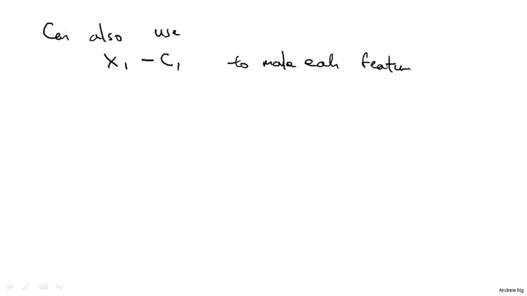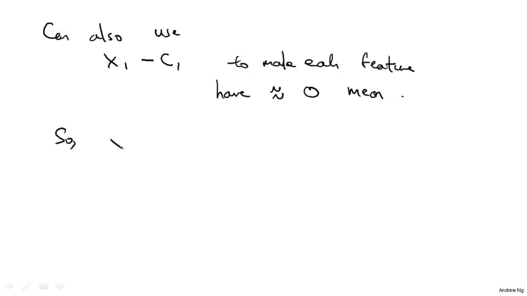It turns out you can also normalize the mean. So you can take the feature x1 and subtract off some constant from it to make each feature have 0 mean, or approximately 0 mean. And it turns out if you do this, it also causes your algorithm to converge a bit faster.